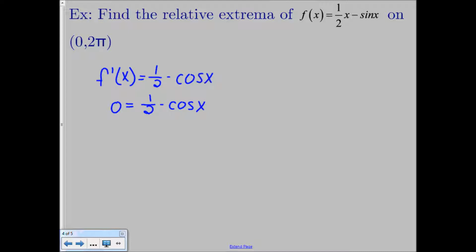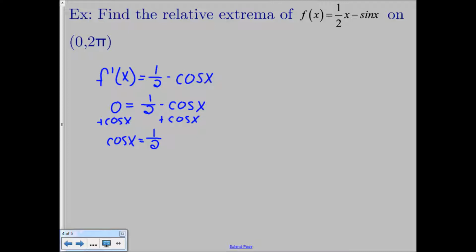So we have 0 is equal to 1/2 minus the cosine. If we move our cosine over to the other side, we get that cosine of x equals 1/2. And so now we just have to use our knowledge of the unit circle to figure out where the cosine of x equals 1/2 in 0 to 2 pi.